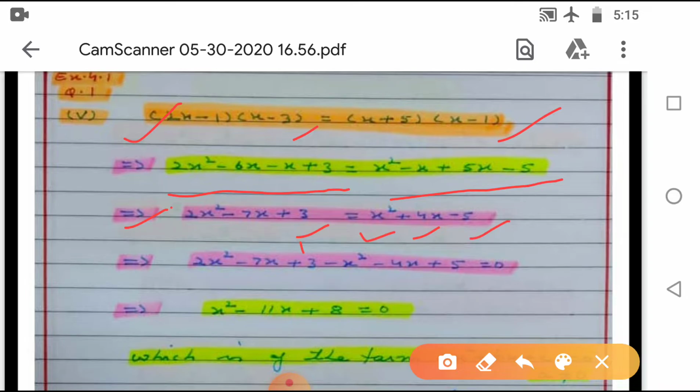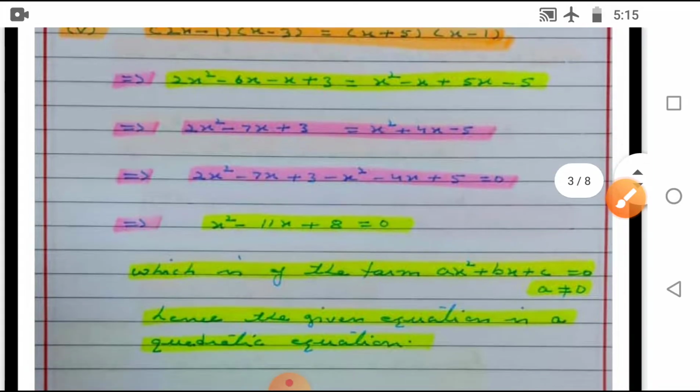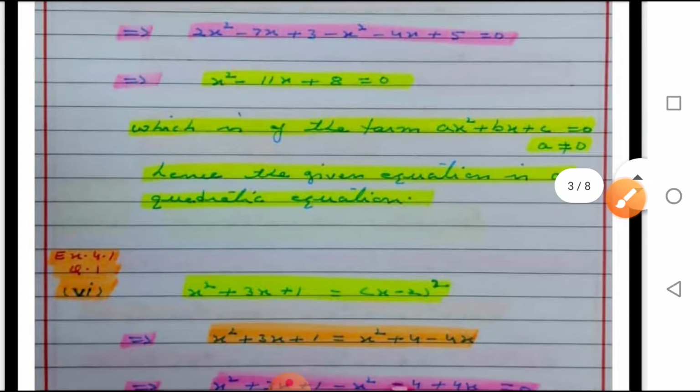When you solve this equation, finally we have x² − 11x + 8 = 0. The equation x² − 11x + 8 = 0 is in the form of ax² + bx + c = 0. Hence, the given equation is a quadratic equation.